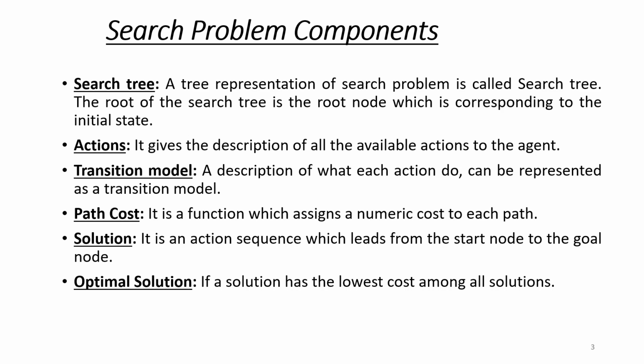The next one, search problem components. These components represent all possible states. The actions define the possible moves available to the agent, and the transition model describes the result of each action. Path cost measures the total cost from the start state to the end state. The solution is a sequence of actions leading to the goal, and we can always find the optimal solutions at the level also. This is one of the important things for analyzing the search problem method. This is overall the definition.